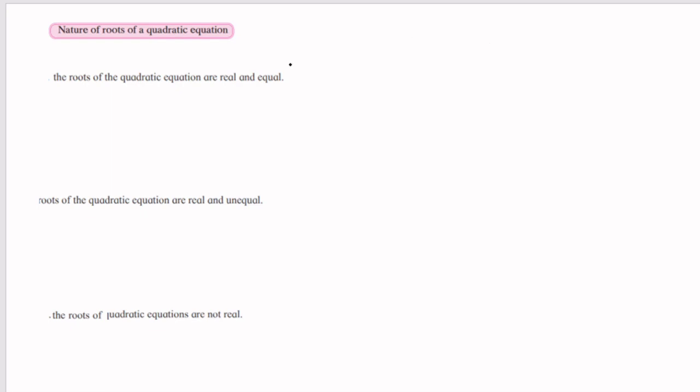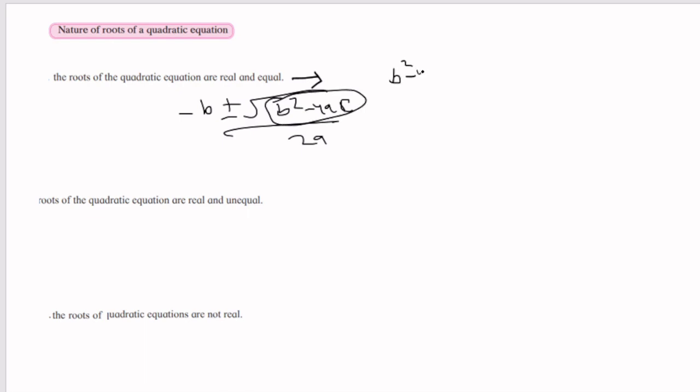The roots of the quadratic equation are real and equal. And when it comes to real and equal, you have this formula, x equals minus b plus minus the square root of b square minus 4ac upon 2a, which you learned in the previous video, right? Out of this, b square minus 4ac is what we used to find, and this value is also called the discriminant value.